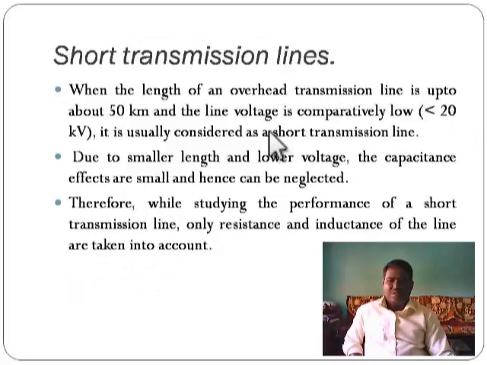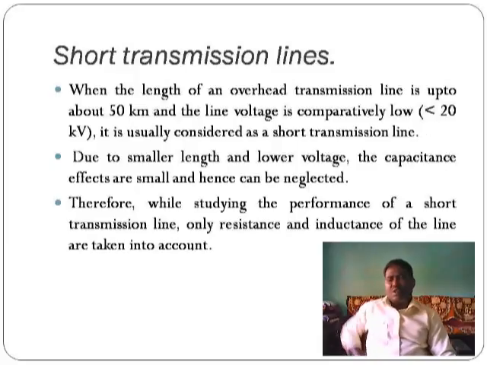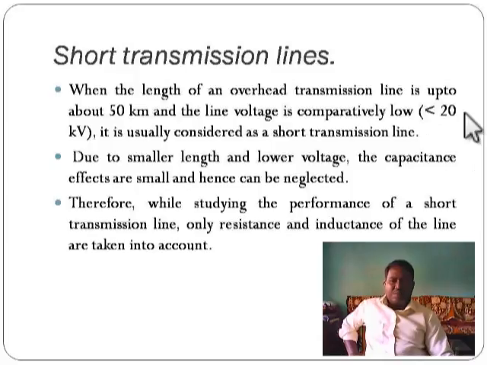So the first one is the short transmission line. When the length of an overhead line is up to about 50 km, that is, the range of 0 to 50 km, and the voltage is less than 20 kV, it is usually considered a short transmission line. We have to remember this: the length of the transmission line is within 50 kilometers and the voltage range is less than 20 kV.